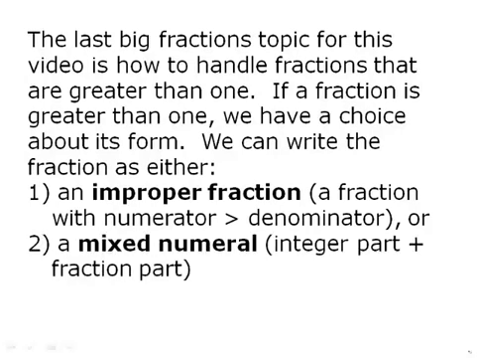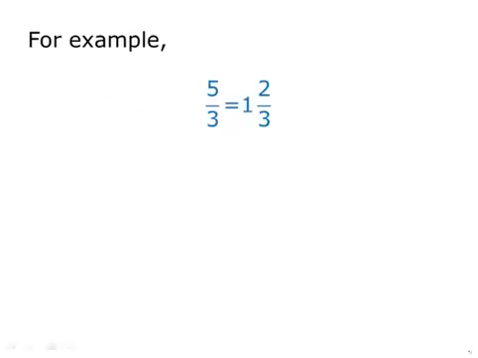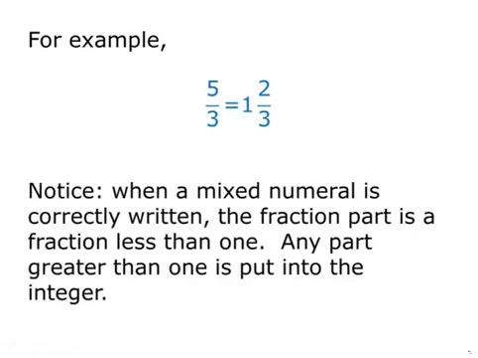Or we can write it as a mixed numeral, that is to say, something that is part integer and part fraction. So for example, we could say 5/3 equals 1 2/3. 5/3 is an improper fraction. 1 2/3 is the mixed numeral of the same numerical value, and that's why we can put an equal sign between them. Notice when a mixed numeral is written correctly, the fraction part is always a fraction less than 1. Any part greater than 1 is put into the integer.